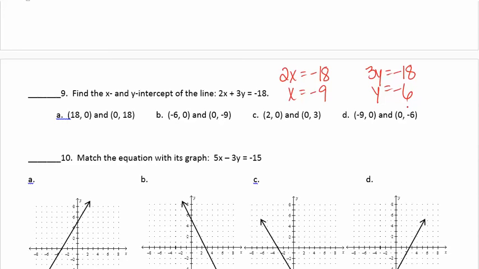And so now it's between B or D. Remember that when the x-intercept is negative 9, we found that by making the y 0, and you find the y-intercept by making the x 0. So the answer for number 9 is D. We did talk briefly about how to write your intercepts as ordered pairs. So hopefully you remembered that.